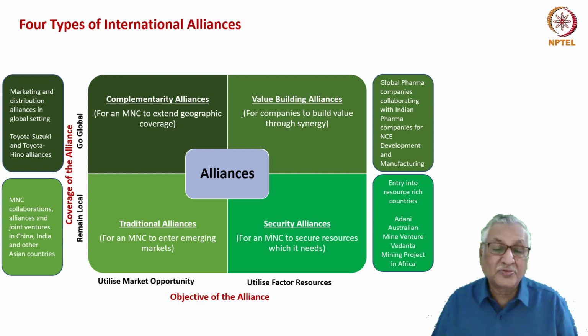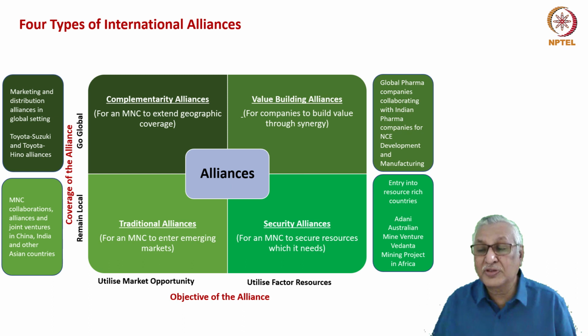So if the objective is to utilize market opportunity and the intent is to remain local, the alliances could be seen as traditional alliances. Example, an MNC wants to enter an emerging market. It is wholly in the nature of a traditional alliance of remaining local and utilizing a market opportunity. On the other hand, an MNC enters a country to secure resources which it needs, then it becomes a security alliance. That is, it wants to make its factor resources safeguarded for its business development.